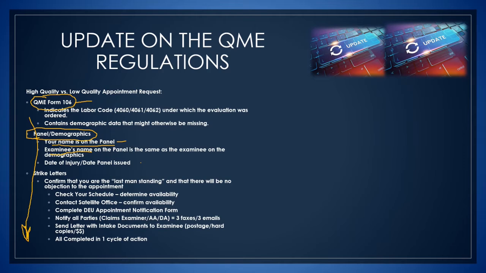Now, once you get copies of strike letters, you can then check your schedule to determine your availability. If you use a satellite office, you're going to go through the scheduling sequence, and I'm going to go through this with you just to make a point. You're going to contact your satellite office and confirm the availability of the satellite office. You're then going to go through the process of completing what you're required to do, the appointment notification form, okay?